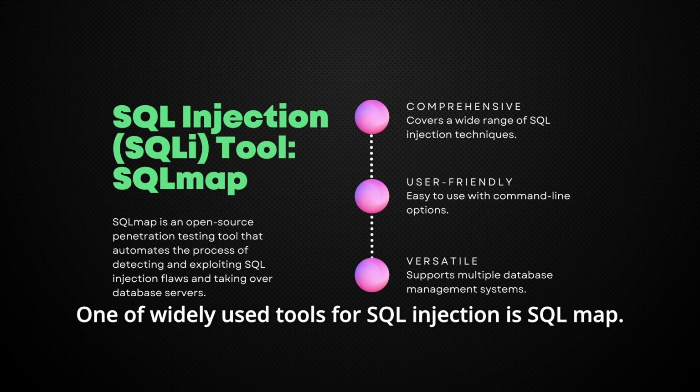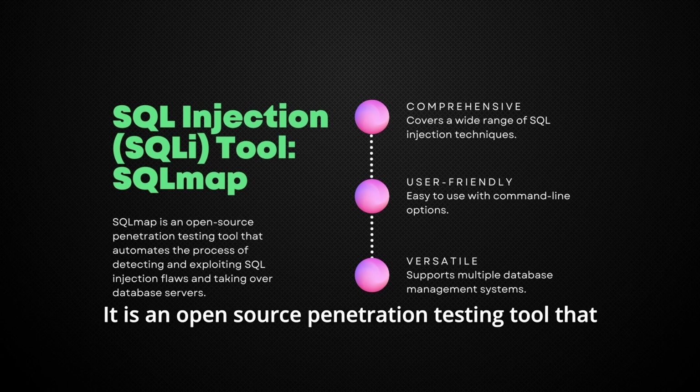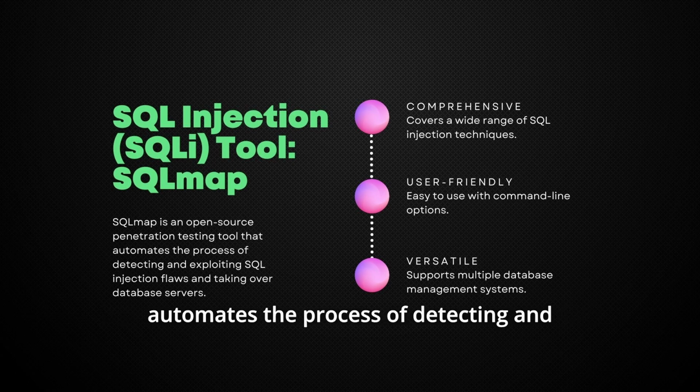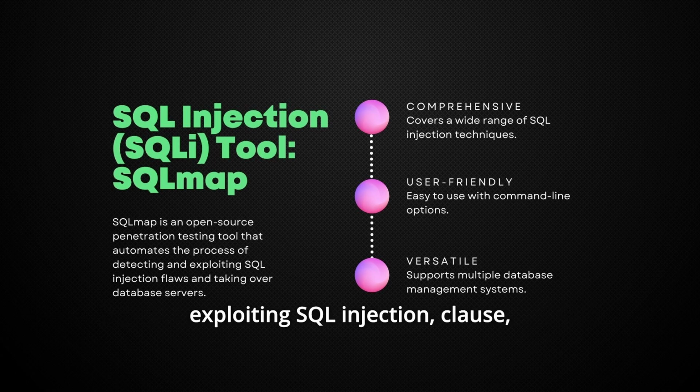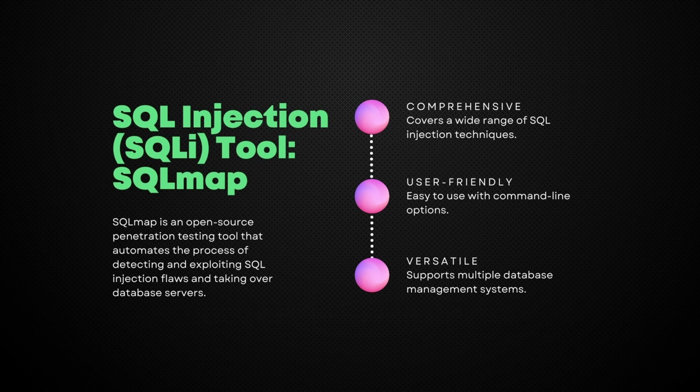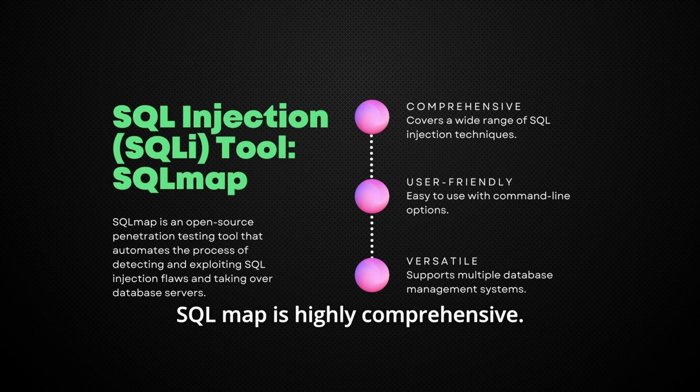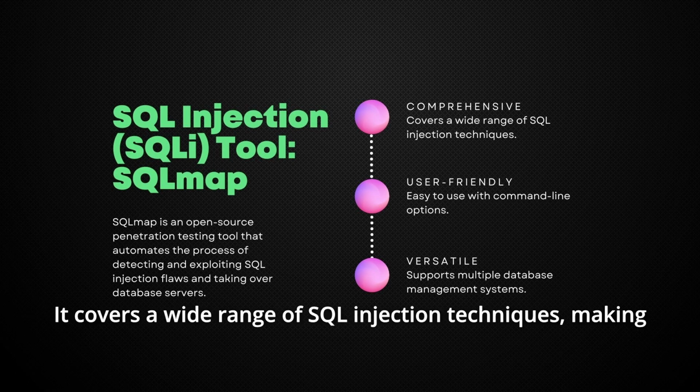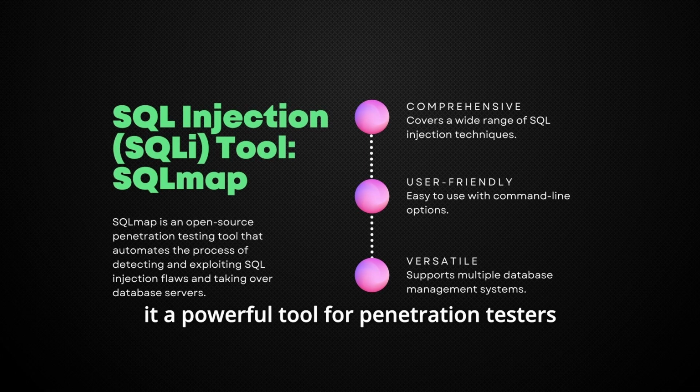One of the widely used tools for SQL injection is SQLMap. It is an open source penetration testing tool that automates the process of detecting and exploiting SQL injection flaws and taking over database servers. SQLMap is highly comprehensive. It covers a wide range of SQL injection techniques, making it a powerful tool for penetration testers.